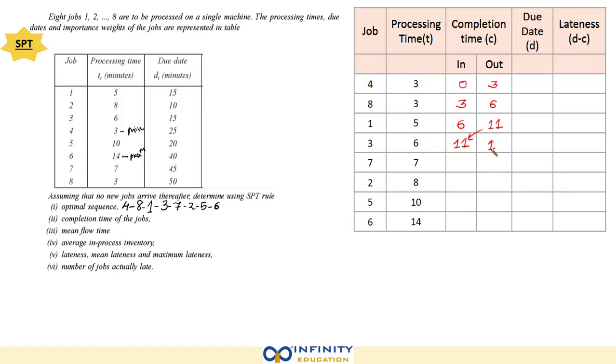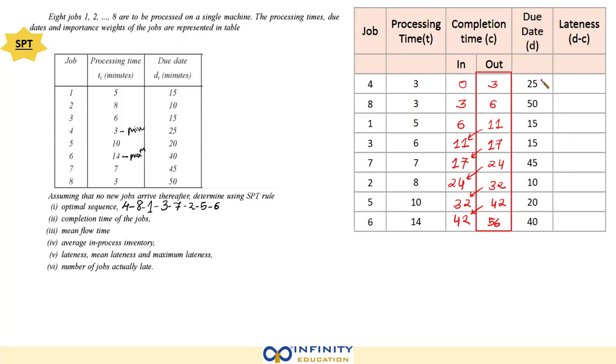11 plus 6, 17. This 17 will be here. 17 plus 7 will be 24. 24 will be here. 24 plus 8, 32. This 32 will be here. 32 plus 10, 42. This 42 will be here. And 42 plus 14 is 56. So we have our completion times for all the jobs: 3, 6, 11, 17, 24, 32, 42 and 56.